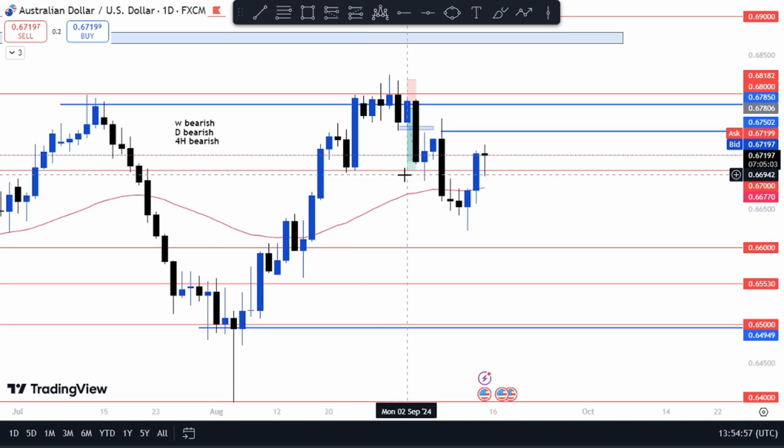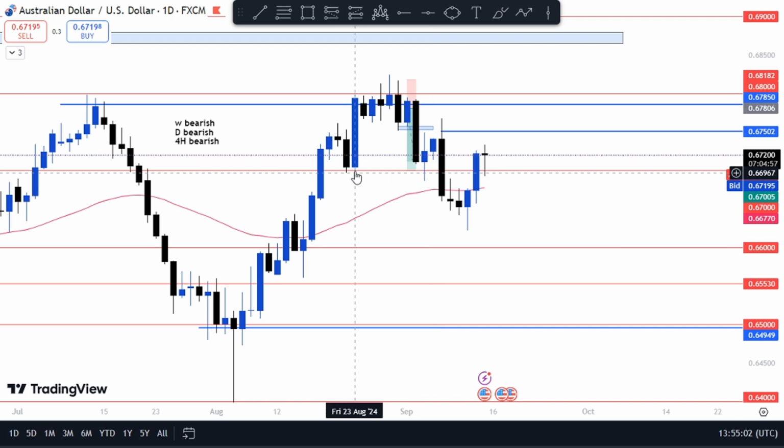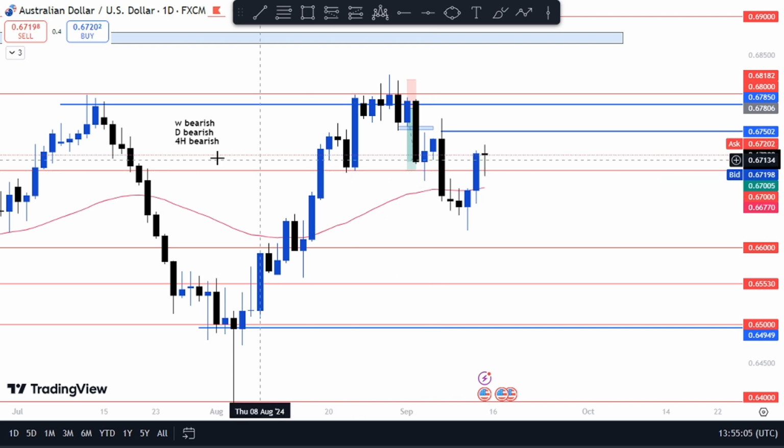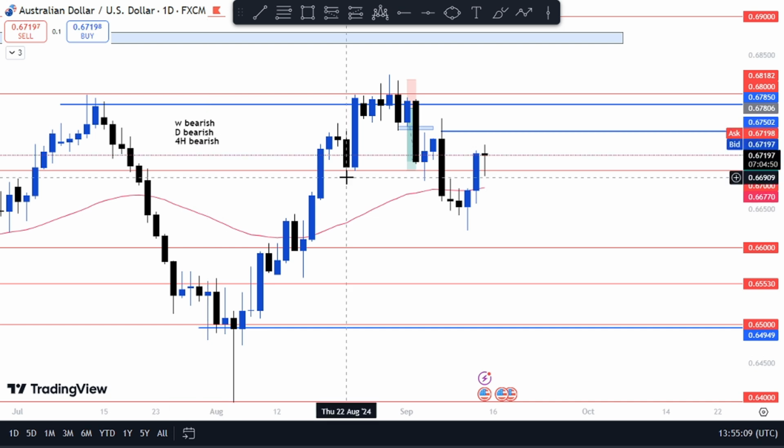As you can see, the daily dropped and we broke this structure by this candle. We broke this low, meaning the daily has turned to a bearish market. That's why on the daily we have a bearish market here. As you can see, it created a new low.